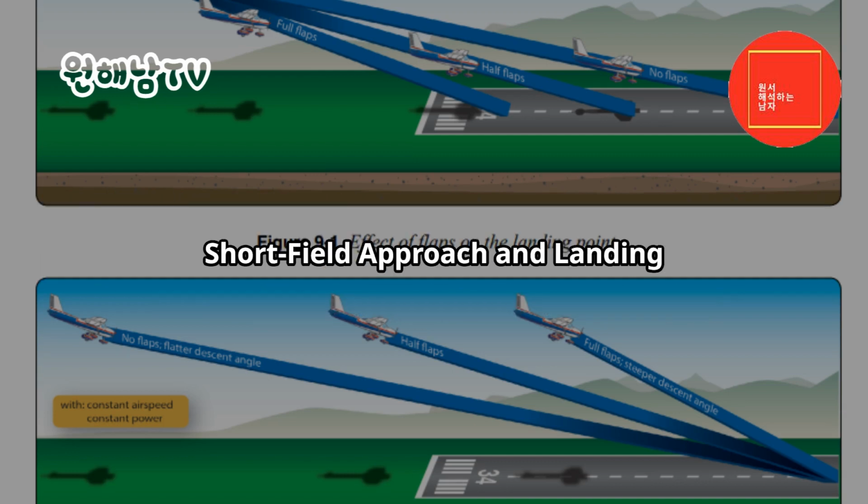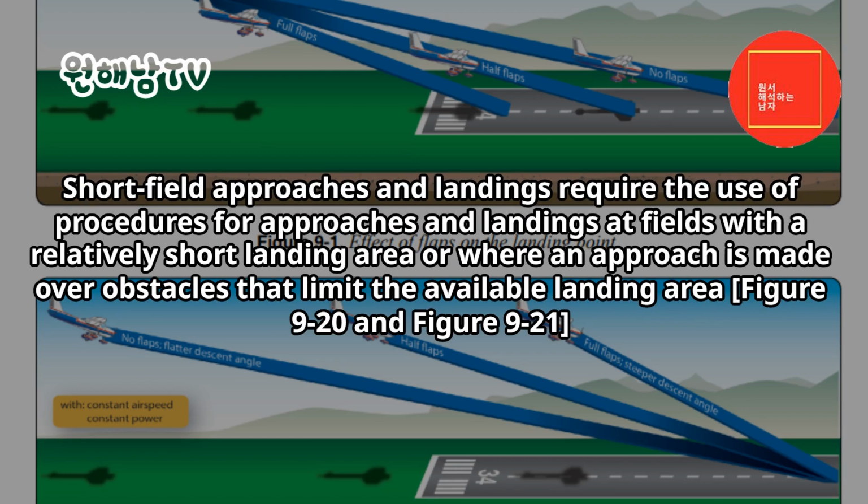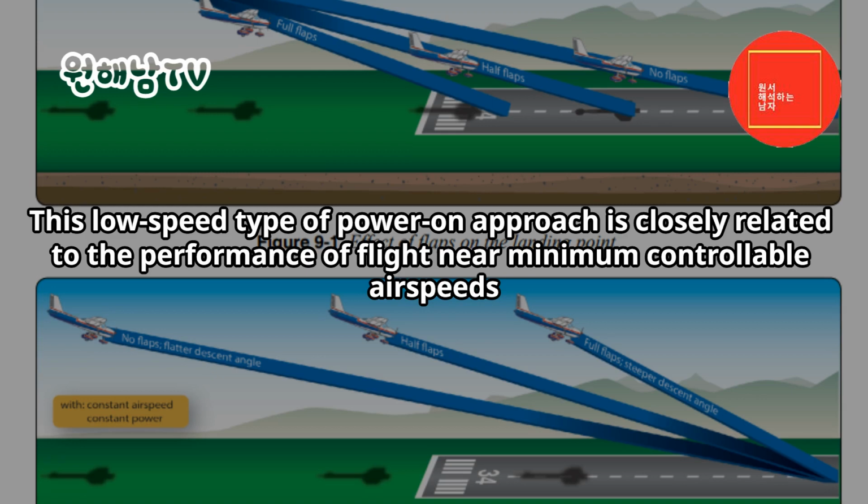Short field approach and landing. Short field approaches and landings require the use of procedures for approaches and landings at fields with a relatively short landing area, or where an approach is made over obstacles that limit the available landing area. Figure 9-20 and Figure 9-21. This low-speed type of power-on approach is closely related to the performance of flight near minimum controllable airspeeds.